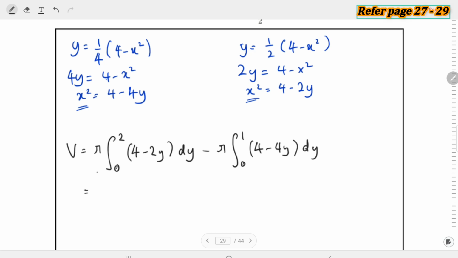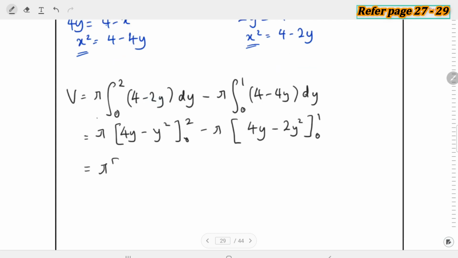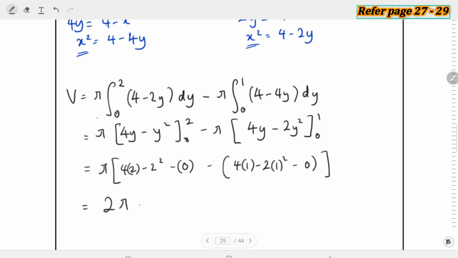Next, there is no need to simplify the function, so straight away we integrate them all. So pi, here is 4y minus 2y squared over 2, which is y squared, in square brackets from 0 to 2, minus pi. The same thing for the other: 4y squared over 2, 4 over 2 is 2y squared, from 0 to 1. Substitute: pi times (4 times 2 minus 2 squared minus 0), minus pi times (4 times 1 minus 2 times 1 squared minus 0). So the answer is 2 pi unit cube.